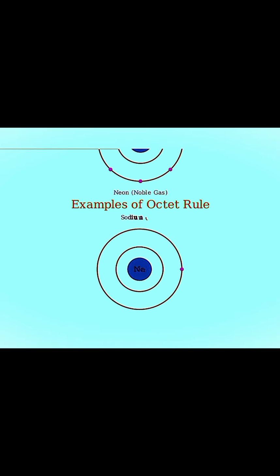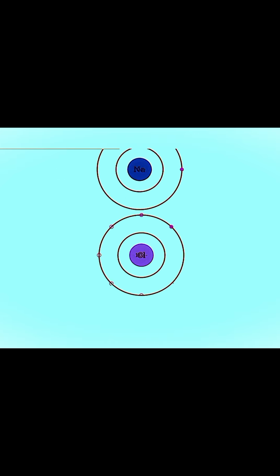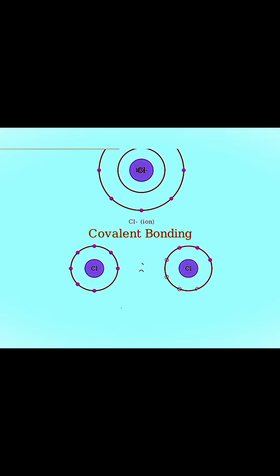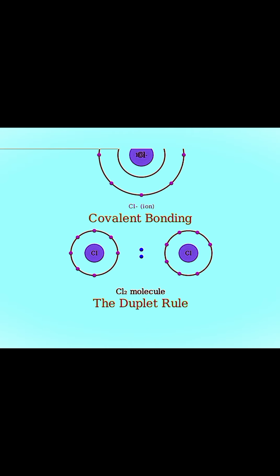Sodium has 1 valence electron. Chlorine has 7 valence electrons. Sodium can give its electron to chlorine, forming a sodium ion with 0 valence electrons and a chloride ion with 8 valence electrons. Elements can also share electrons to satisfy the octet rule, forming covalent bonds. For example, 2 chlorine atoms can each share 1 electron to form a Cl2 molecule, giving each atom 8 valence electrons. Now, let's move on to the duplet rule.